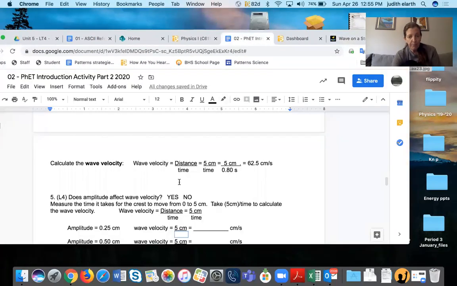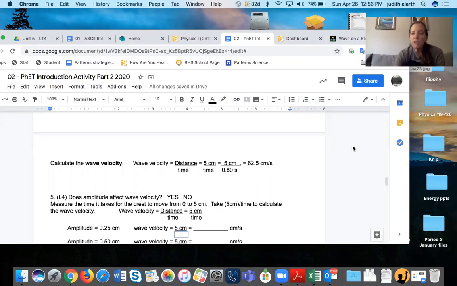Even though I just did that for you, practice it yourself. So distance, the crest went 5 centimeters. The time it took, 0.8 seconds. 5 divided by 0.8 is 62.5. So its wave velocity is 62.5 centimeters per second.